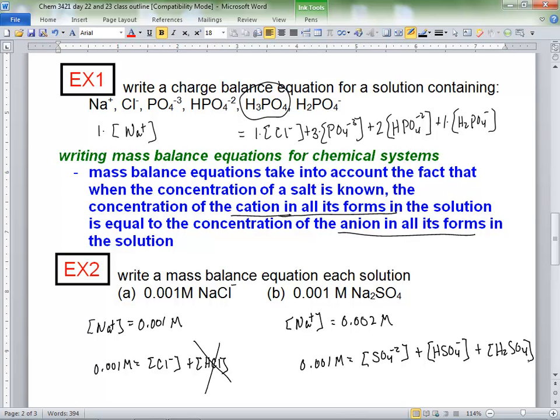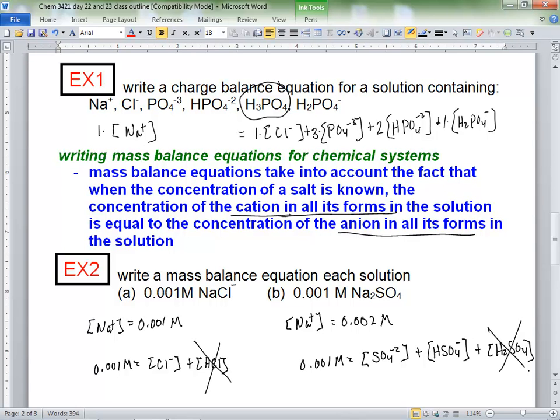Something wrong? Don't forget your 6. Yeah, you can't form strong acids, so don't go that far. But you got the right thinking. You keep going until you get the neutral compound, as long as it's not a strong acid. Otherwise, that's the game you play. Okay? Good. So 0.001 molar has to equal the concentration of sulfate plus the concentration of hydrogen sulfate.